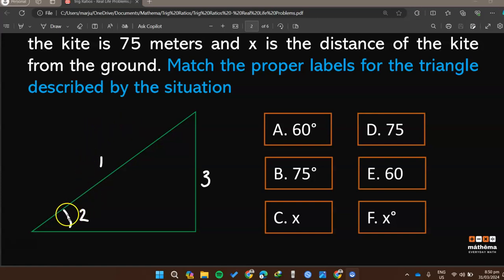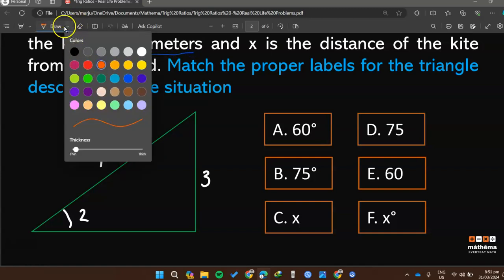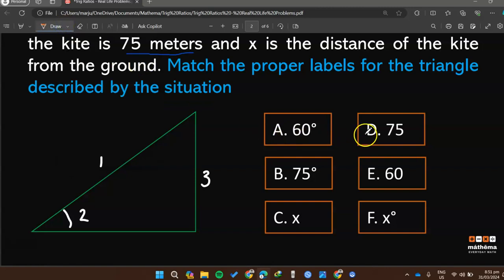So if this is our triangle, this is our hypotenuse, of course. And number 1 actually will correspond to what? To the length of the string, which is 75 meters. So that is letter D. Again, this is number 1.